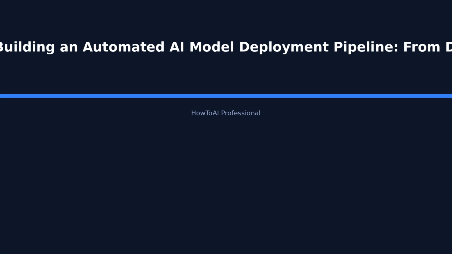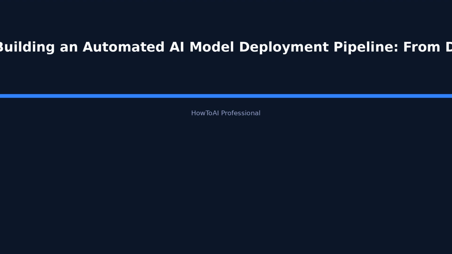What is an automated AI deployment pipeline? An automated AI deployment pipeline is a series of steps and processes that automate the transition of a machine learning model from development to production. It encompasses everything from code integration to testing, deployment, and monitoring, allowing for continuous updates and improvements. The main components of an automated deployment pipeline include source control, continuous integration and continuous delivery, CI/CD, containerization, orchestration, and monitoring. Each of these elements plays a vital role in ensuring that your AI models are deployed efficiently and reliably.